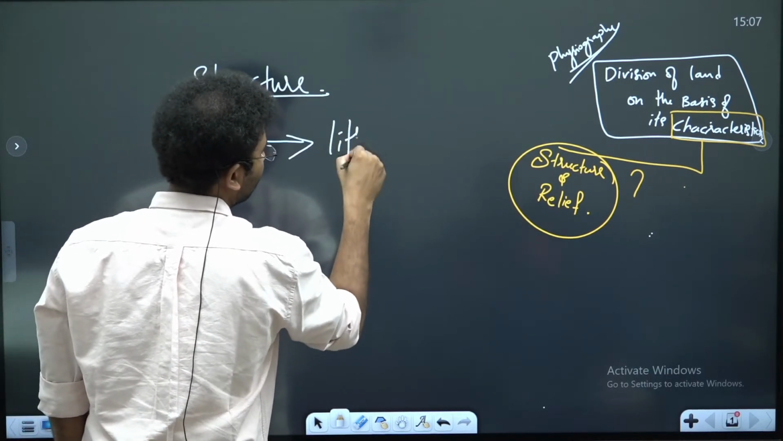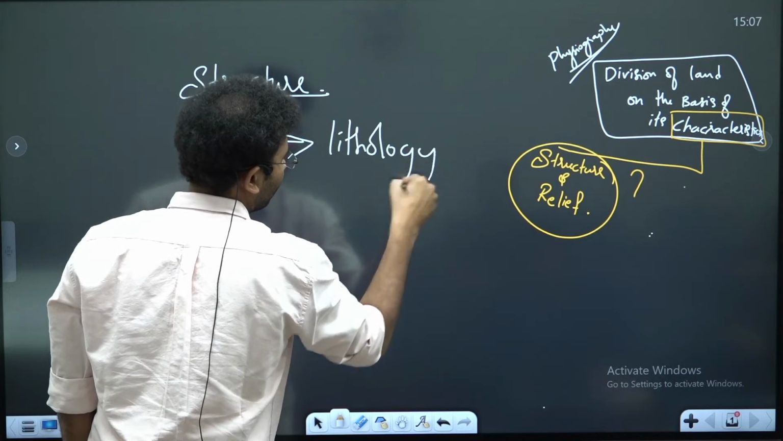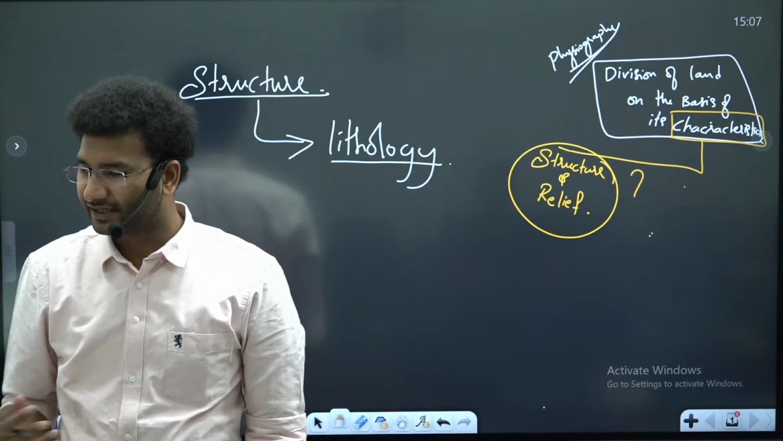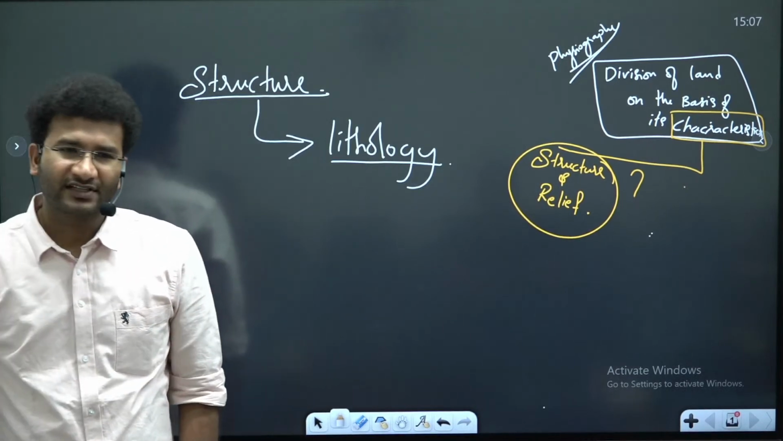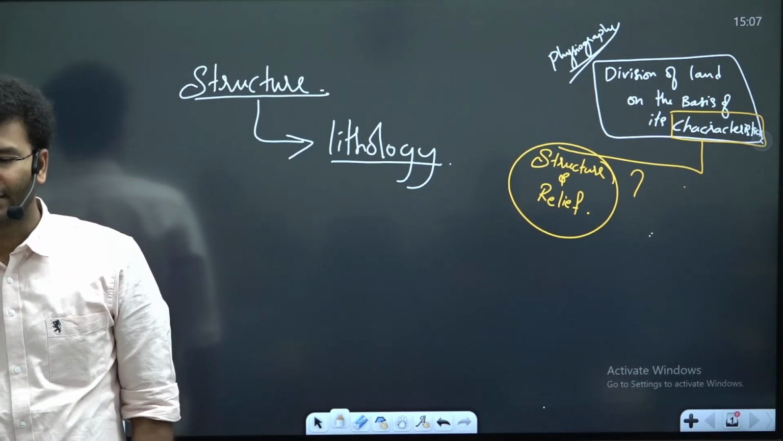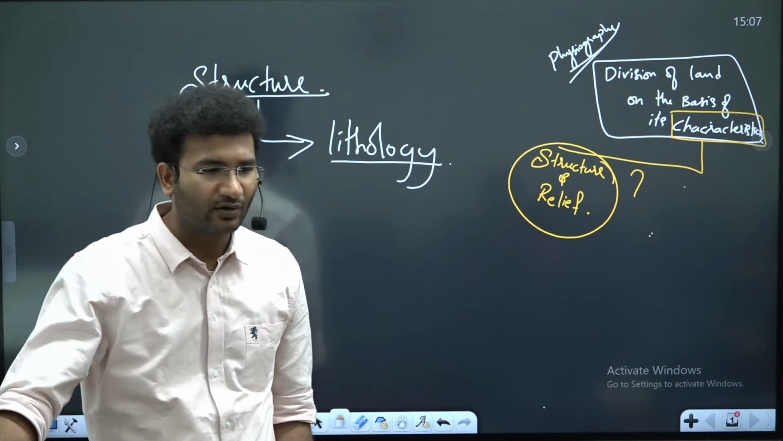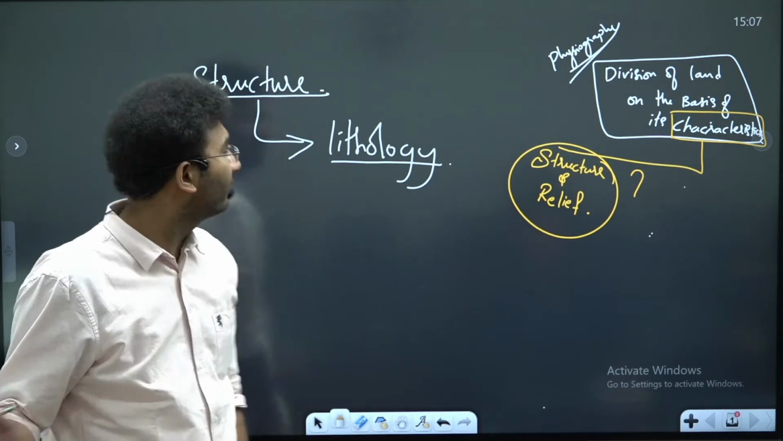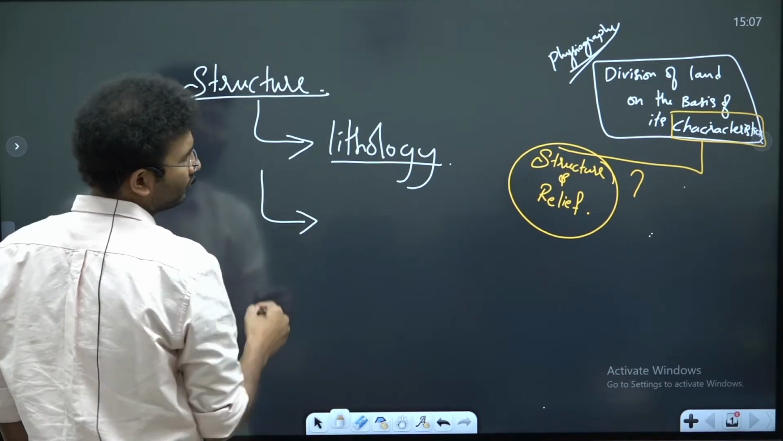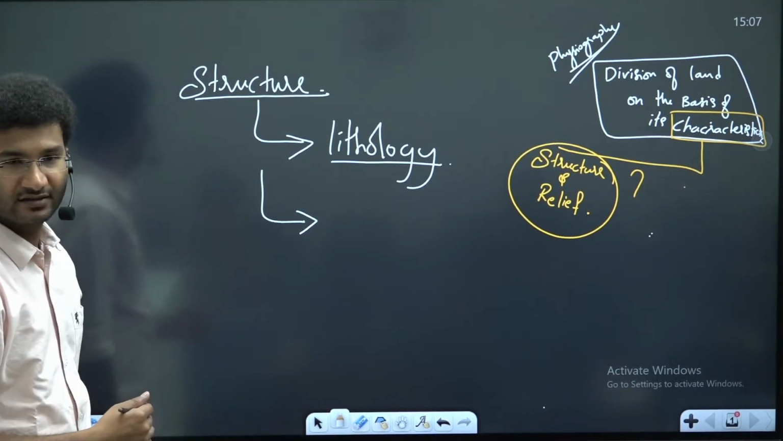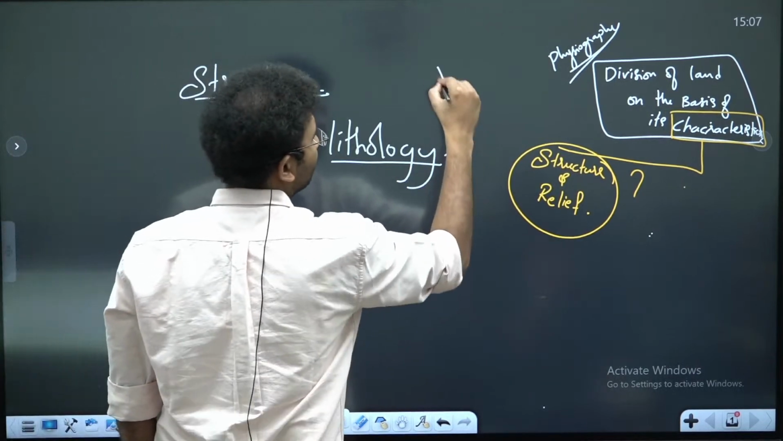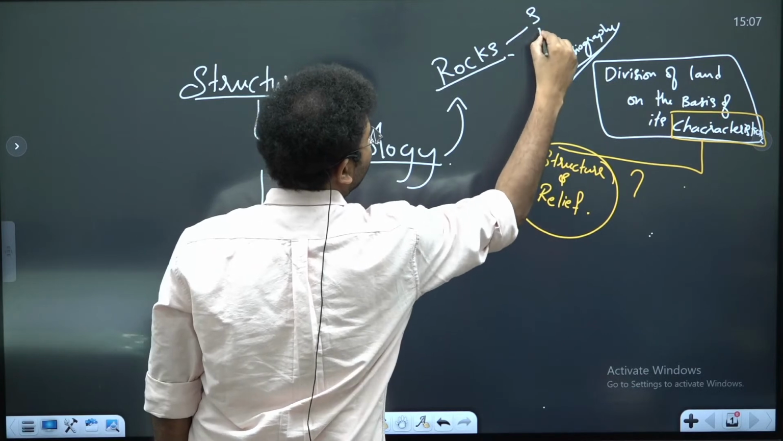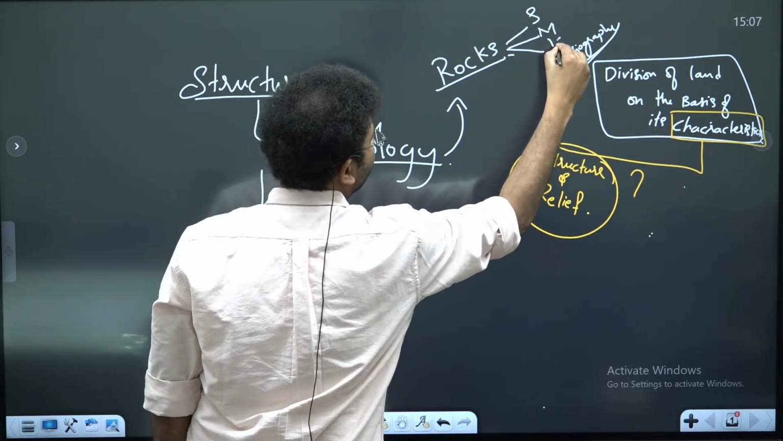First is lithology. Lithology matlab what kind of rock? Is it a type of rocks किस type का है? That is your lithology. Is it igneous? Is it sedimentary? Or is it metamorphic? That is called as lithology. The second type of component which is used in the structure is, so here you got to see rocks. Rocks can be of sedimentary, metamorphic or igneous. ठीक है?